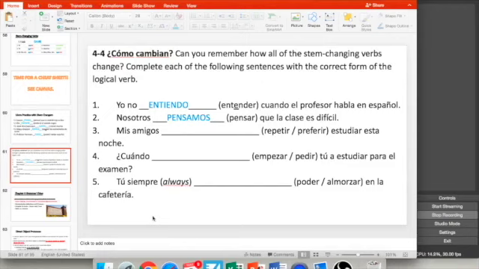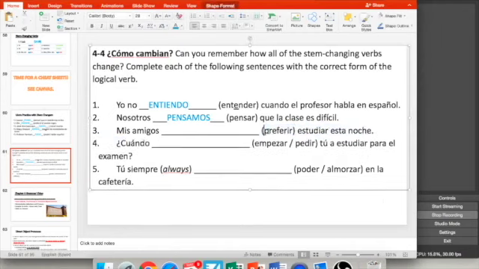Number 3, mis amigos repetir estudiar esta noche. Or mis amigos preferir estudiar esta noche. So either my friends repeat to study tonight, or my friends prefer to study tonight. I believe prefer makes more sense, so we'll chop off the ER. Preferir has a stem change from E to IE. You know from your cheat sheet, it is your second E that changes. So we get preferir. I'm going to chop off my IR.